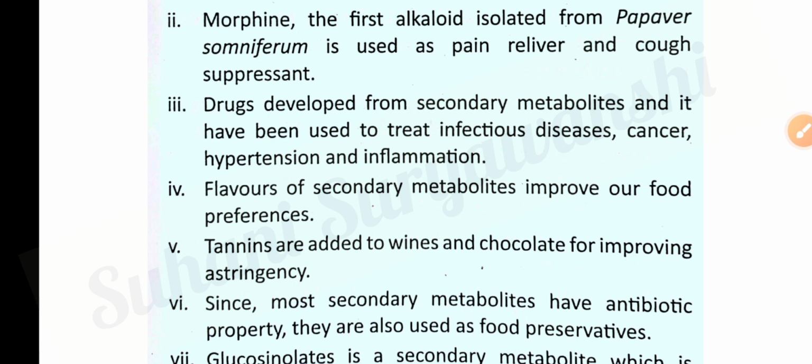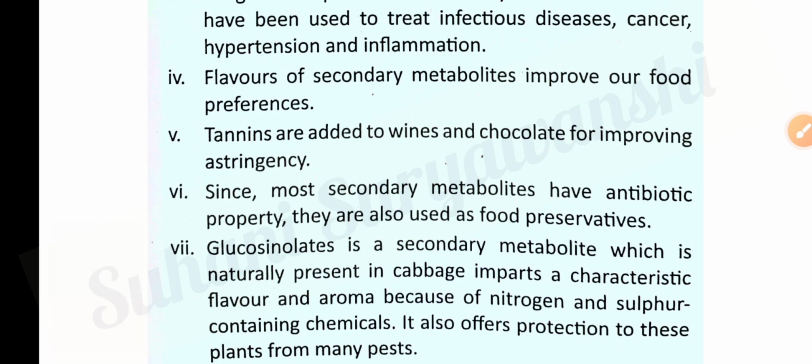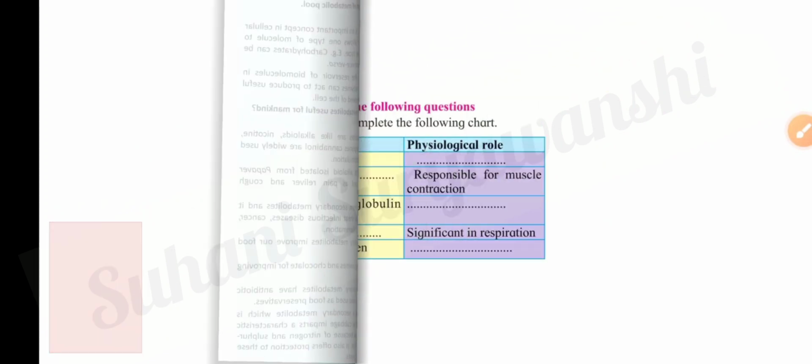Fourth, flavors of secondary metabolites improve our food preferences. Fifth, tannins are added to wines and chocolate for improving astringency. Sixth, since most secondary metabolites have antibiotic property, they are also used as food preservatives. Seventh, glucosinolates is a secondary metabolite which is naturally present in cabbage, imparts a characteristic flavor and aroma because of nitrogen and sulfur containing chemicals. It also offers protection to these plants from many pests.